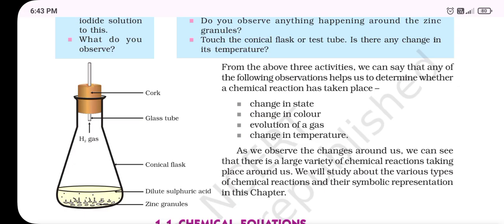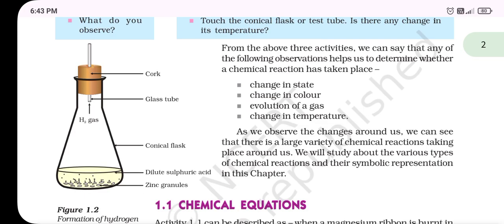Hydrogen gas is a flammable gas. This reaction is an exothermic reaction. So you feel heat, a little higher temperature, by touching the conical flask.